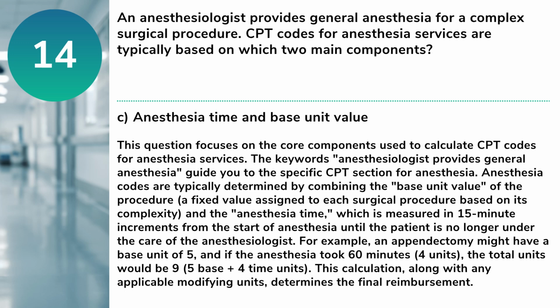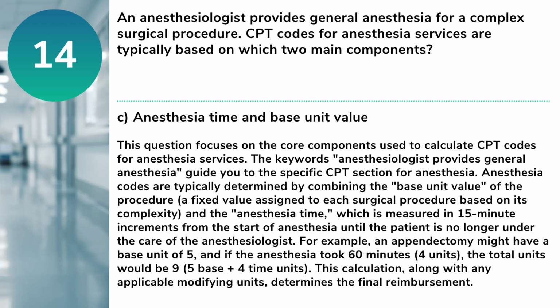Answer C. Anesthesia time and base unit value. This question focuses on the core components used to calculate CPT codes for anesthesia services. The keywords anesthesiologist provides general anesthesia guide you to the specific CPT section for anesthesia. Anesthesia codes are typically determined by combining the base unit value of the procedure, a fixed value assigned to each surgical procedure based on its complexity, and the anesthesia time, which is measured in 15-minute increments from the start of anesthesia until the patient is no longer under the care of the anesthesiologist.